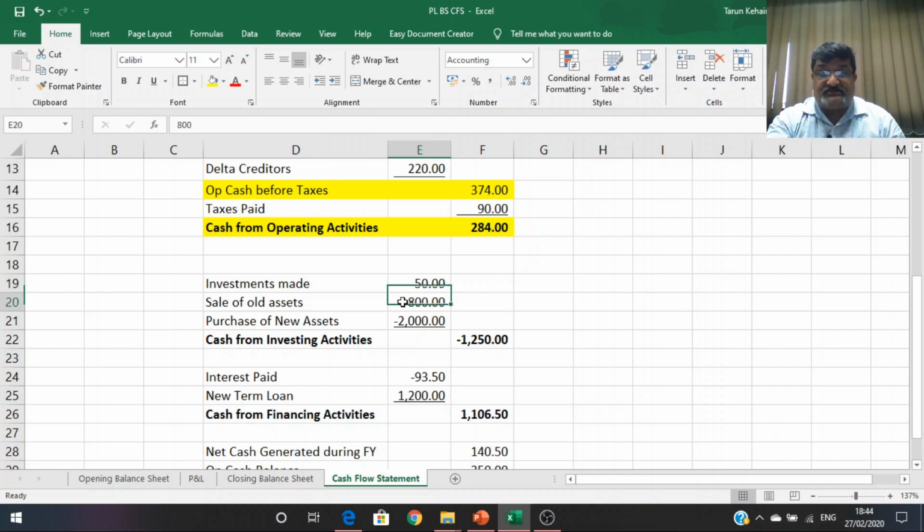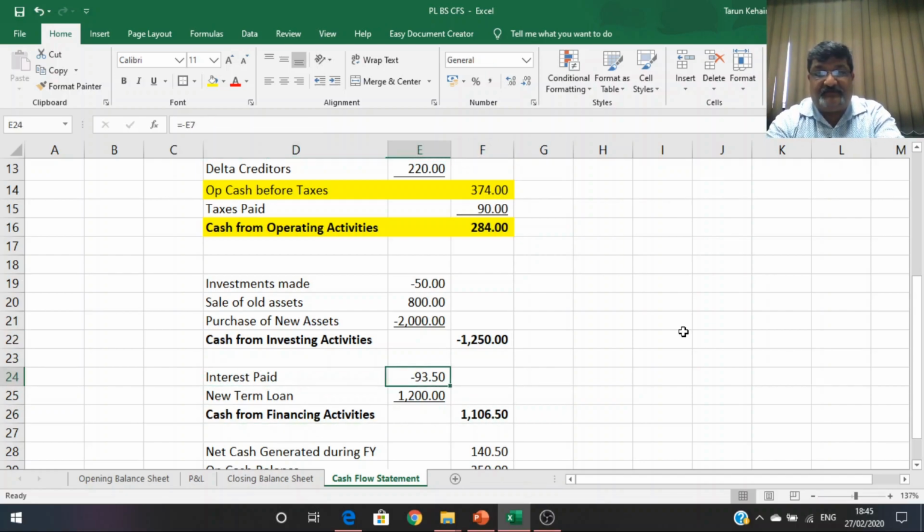Remember, we had also sold assets worth 800 crores, so that's a cash receipt. So that is a plus, and we purchased new assets of 2000 crores, which is a cash outflow. So if you add all of these up, you get 1250 crores of cash from investing activities.